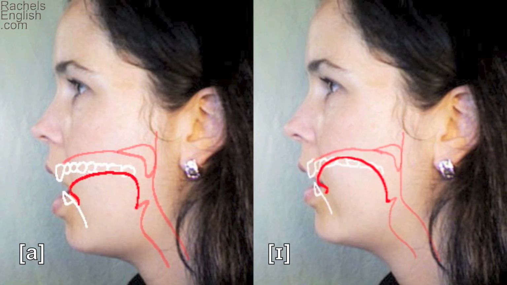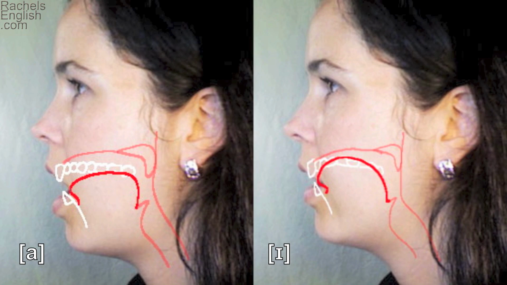Here, parts of the mouth are drawn in. You can see that the tongue position in the first sound is drawn slightly back, which makes it flatter. In the second sound, the tongue is much more raised in the front. In both sounds, the tip of the tongue does lightly touch behind the bottom front teeth.